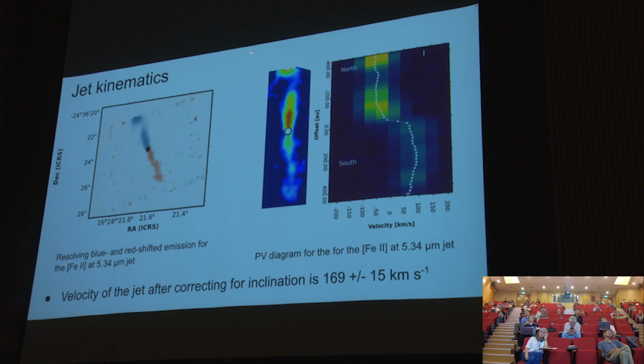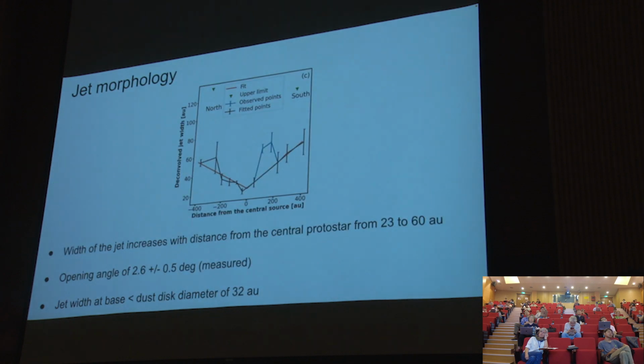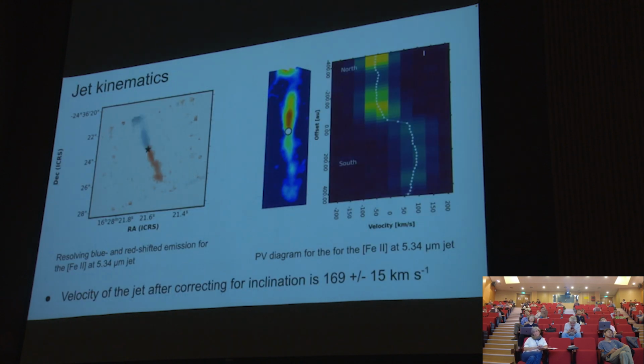And you can see some of the structures that we see here are also reflected in the PV diagram as well. And with JWST, we also, for the first time, get the spatial resolution to resolve these ionic jets, so spatially resolve them out. So that's what we try to do. We try to spatially resolve this jet. You can see that we have enough signal to actually resolve it out.